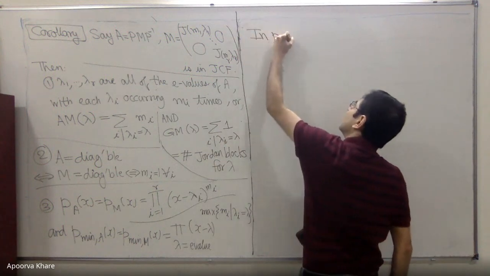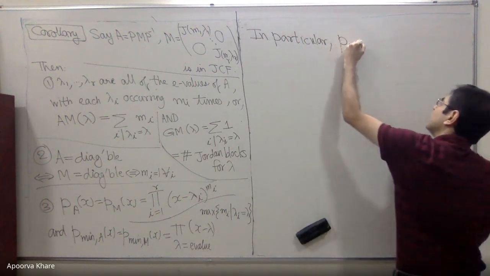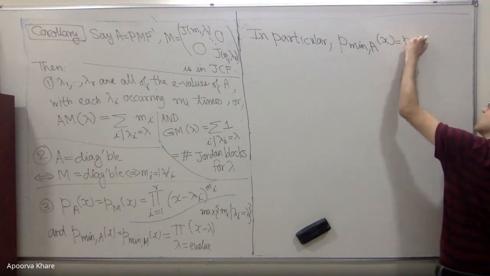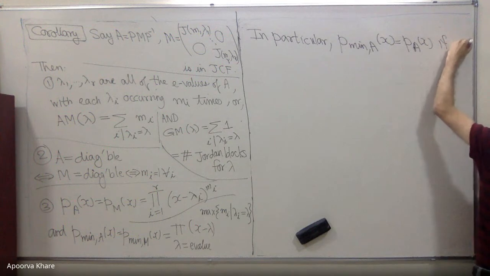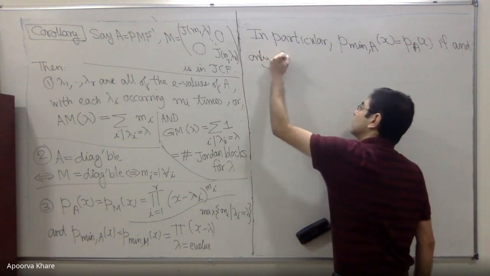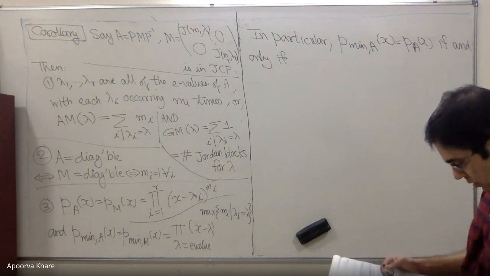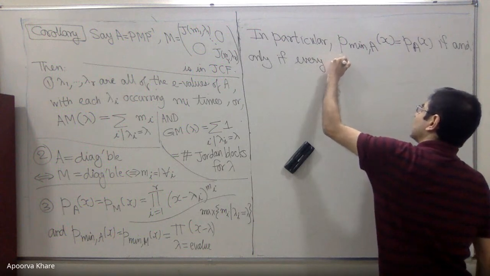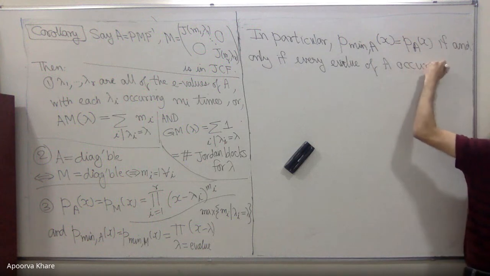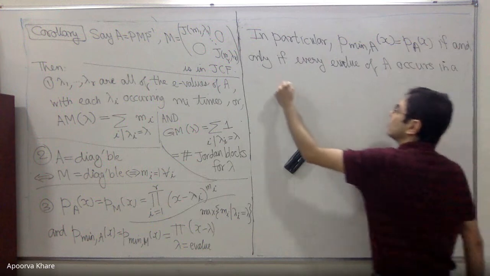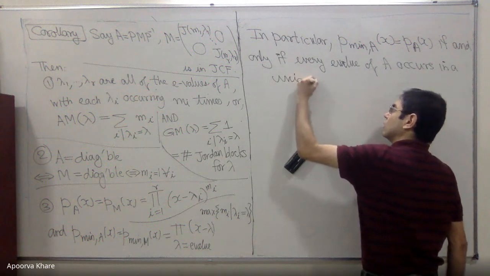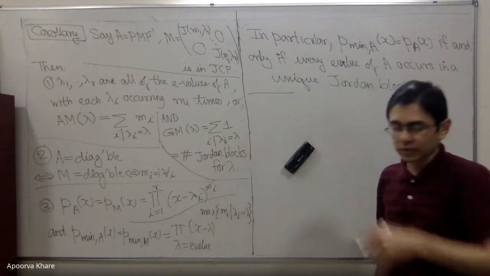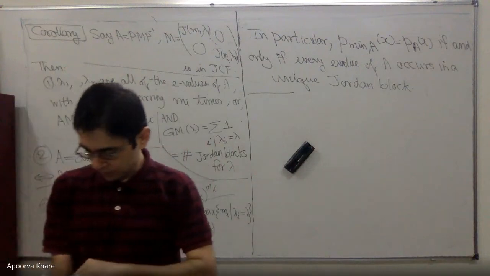In particular, the minimal polynomial of A equals P_A of x, the characteristic polynomial, if and only if every eigenvalue occurs in at most one Jordan block. Oh, well, if it's an eigenvalue, then it has to occur in at least one. So every eigenvalue occurs in a unique Jordan block. Okay, so these are all standard facts. You are obviously free to use them. Now let's go towards the proof.